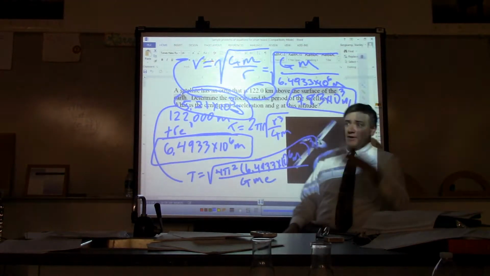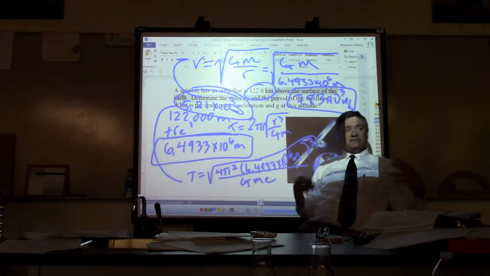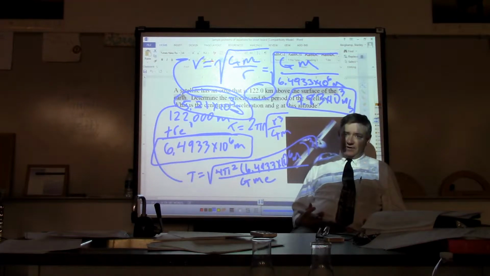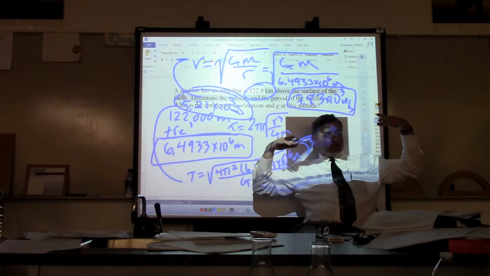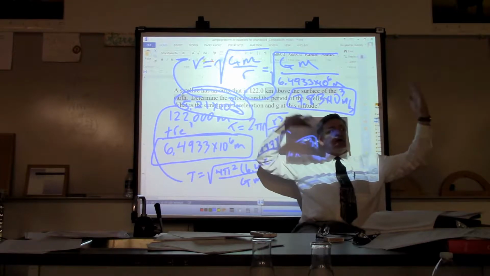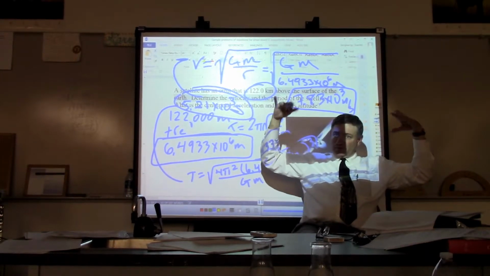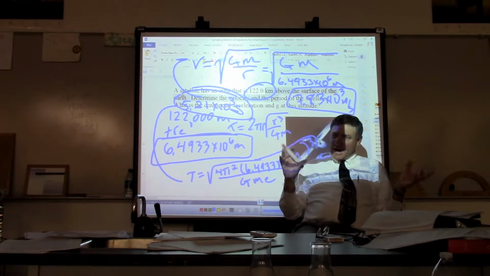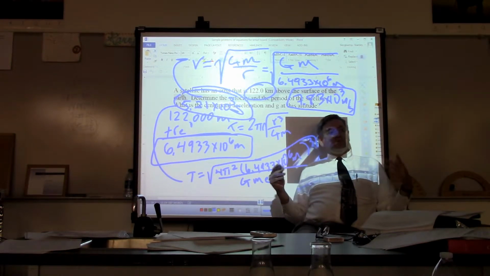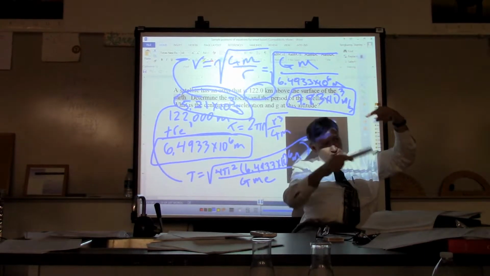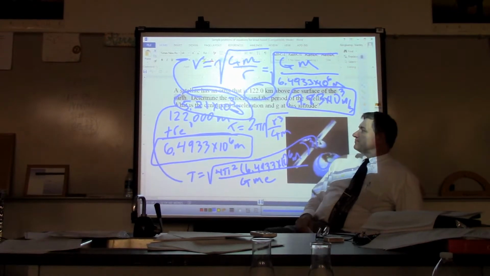Which is about an hour and a half. Is that what you're supposed to get? So what that means is this satellite is orbiting the Earth every hour and a half. And this is about where the space shuttle orbits, about the altitude where the International Space Station is. This is where a lot of near-Earth satellite orbits are. About an hour and a half. Which is kind of cool because they're making so many laps around the Earth.